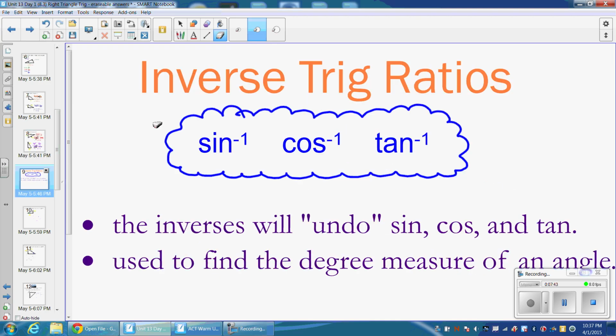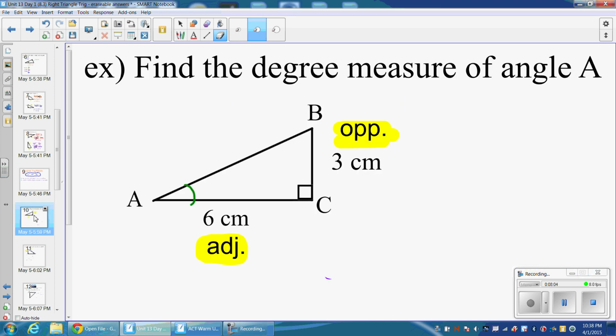All right, so now we're going to move on to solving for angles, and to do that we need the inverse trig ratios. So sine to the -1 means sine inverse. It undoes the sine function. Cosine to the -1 is cosine inverse. It undoes the cosine function. And tan to the -1 is tan inverse, and that undoes the tangent function. Okay? So we'll see why we need these now.